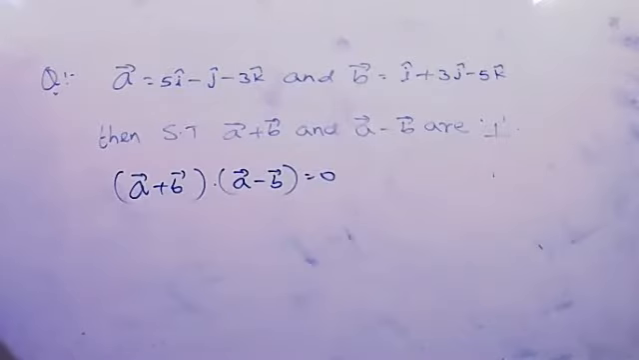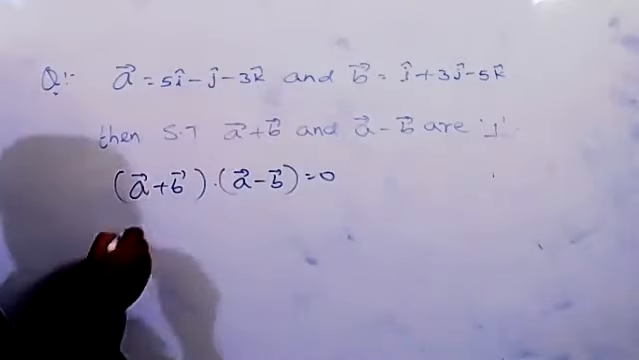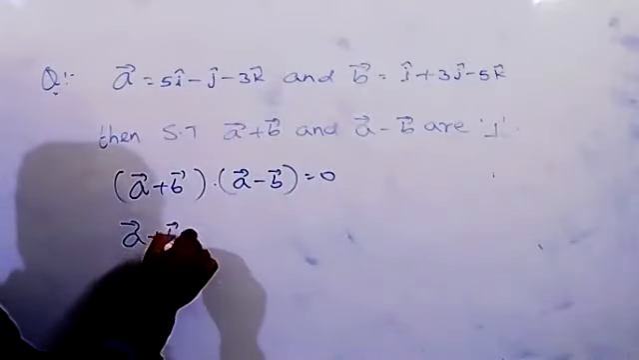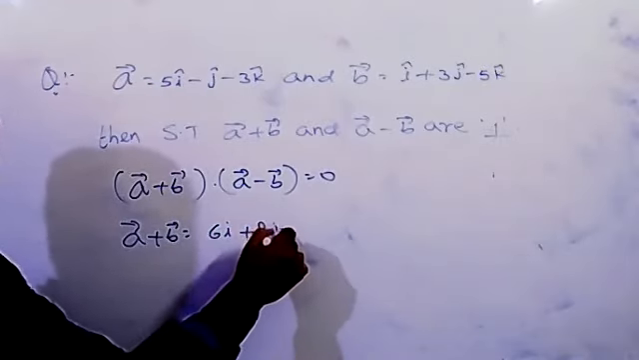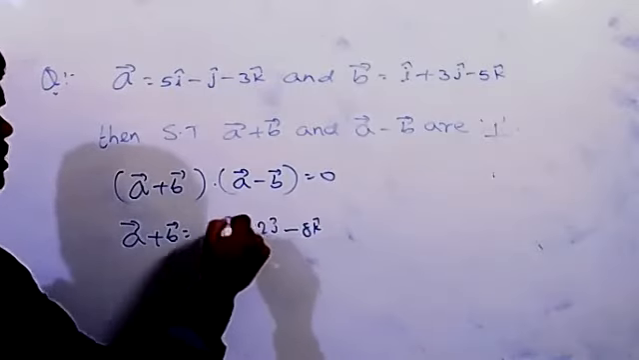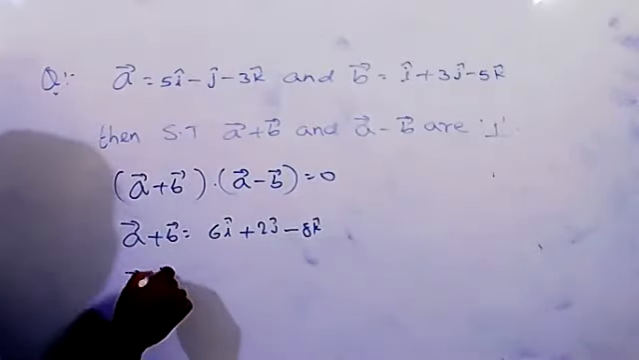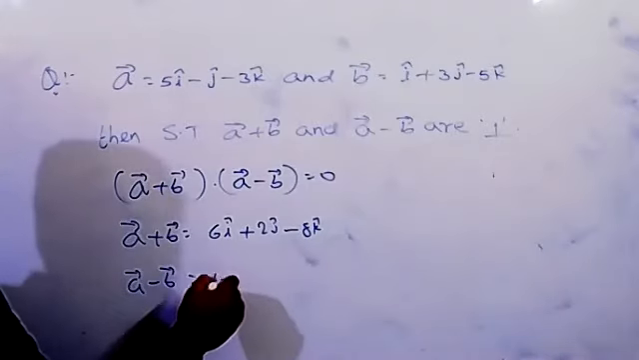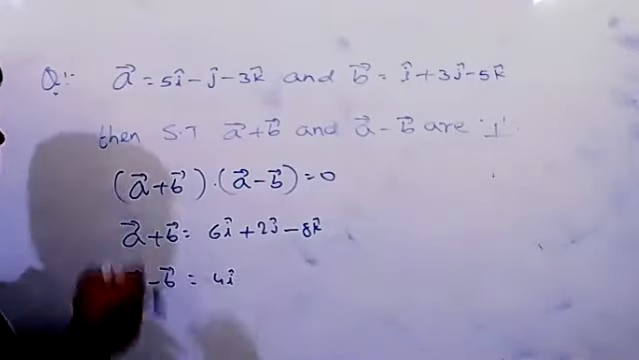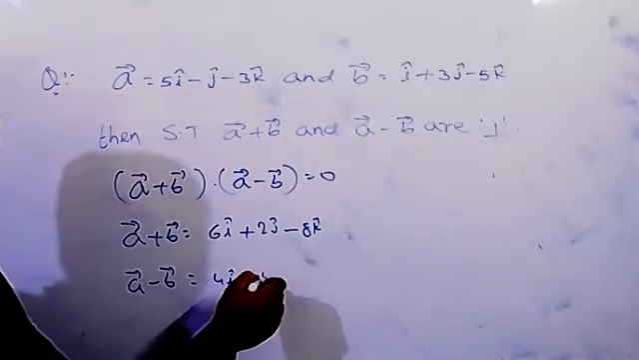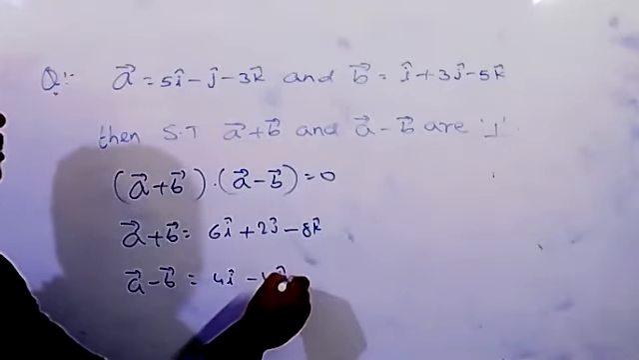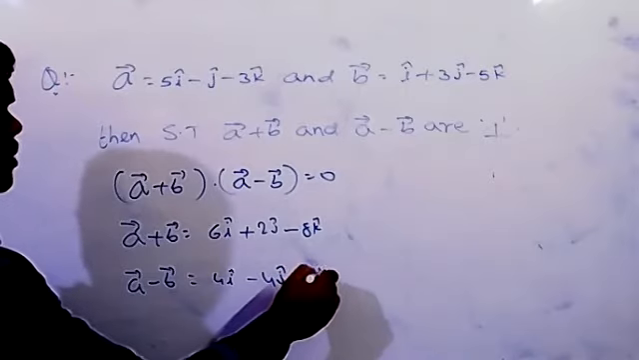Later I'll give one more question to you. You can solve that. This is very easy. Easily you get the answer. We're adding both of them. What about this answer? A plus b is equal to 6i plus 2j minus 8k, and a minus b is equal to 4i minus 4j plus 2k.